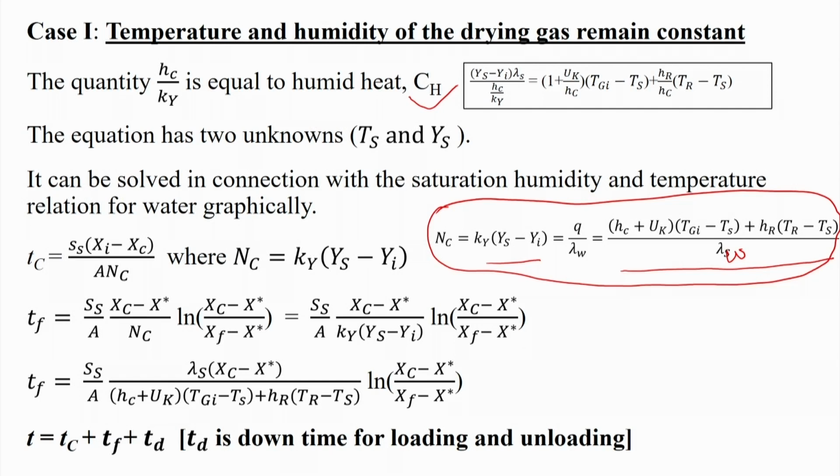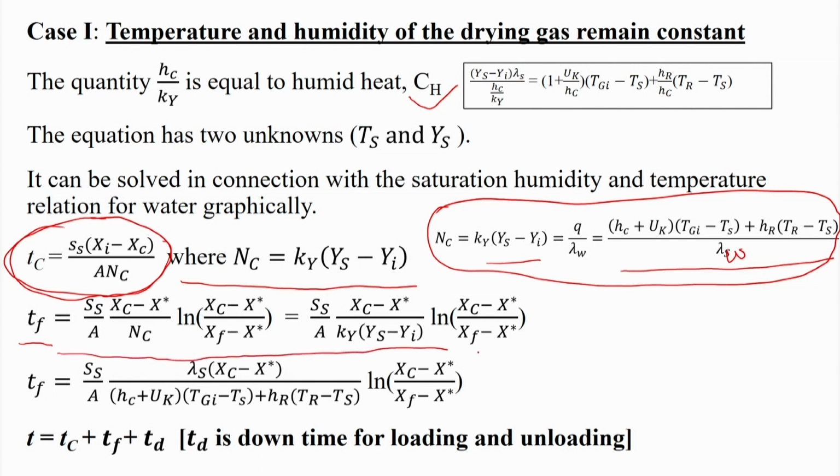Okay. And where N c is equal to k c into k y into y s minus y I, and for that condition, the drying time at the constant drying period is S s into x I minus x c by A into N c, which we have already derived in the previous class. For the falling rate period, we are assuming a linear relationship, therefore in that case also we have already derived this equation.